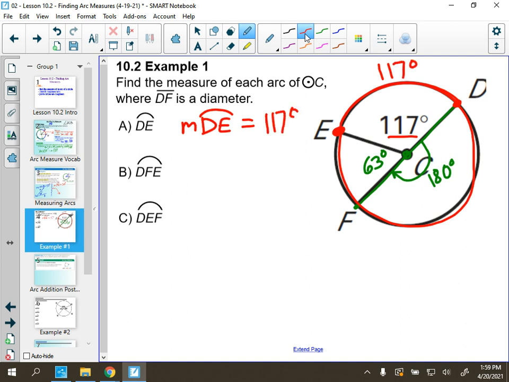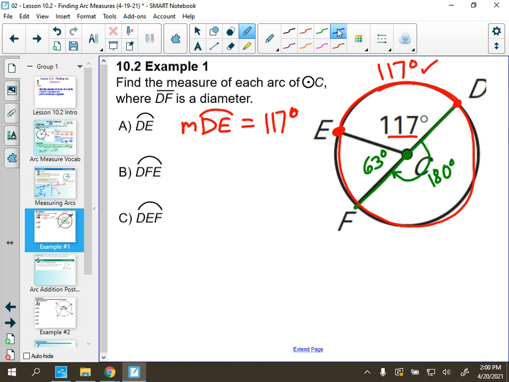Okay, so don't make it harder than it is. We're using those central angles. A lot of times I wouldn't even write this 117 out here, just because I know the concept that this and this should be the same. All right, let's look at the next one.